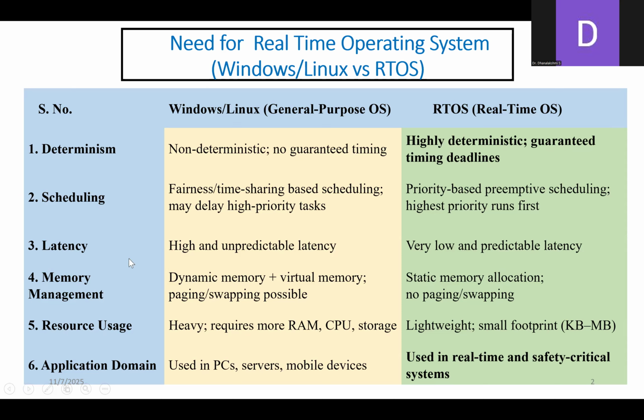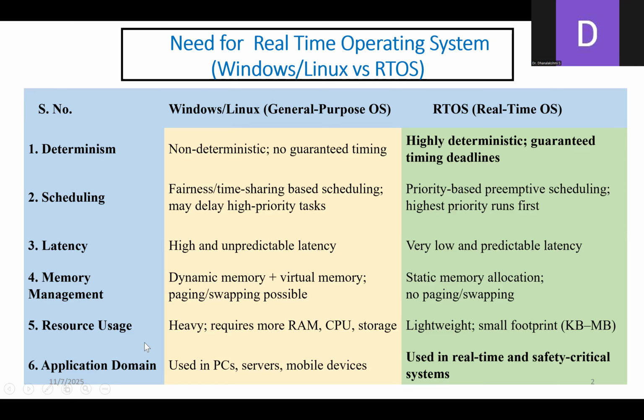Coming to latency, general purpose OS have high and unpredictable latency. Whereas real-time operating systems have very low and predictable latency. Talking about memory management, general purpose OS have dynamic memory and also virtual memory, which means paging and swapping are possible there. Whereas RTOS uses static memory allocation with no paging and swapping, which means that memory is typically allocated at compile time, rather than dynamically during runtime. That's called static memory allocation.